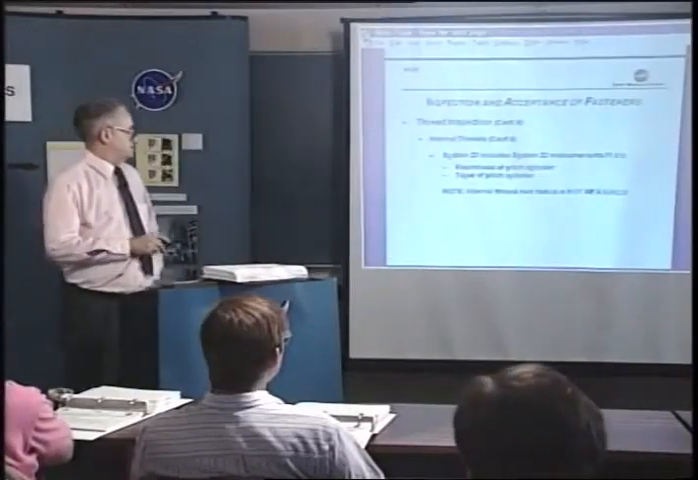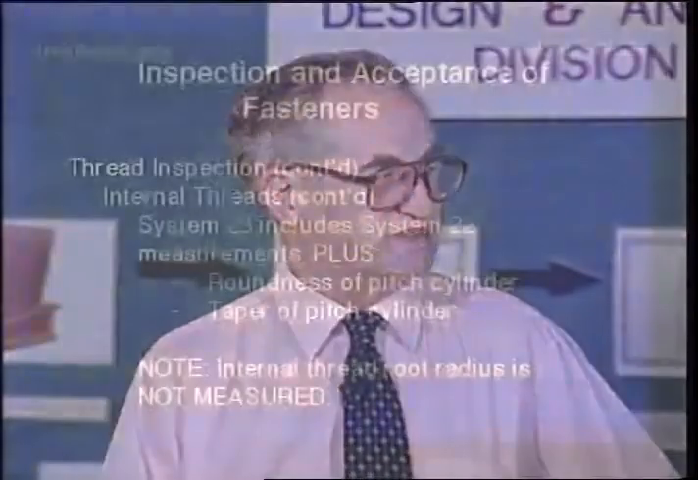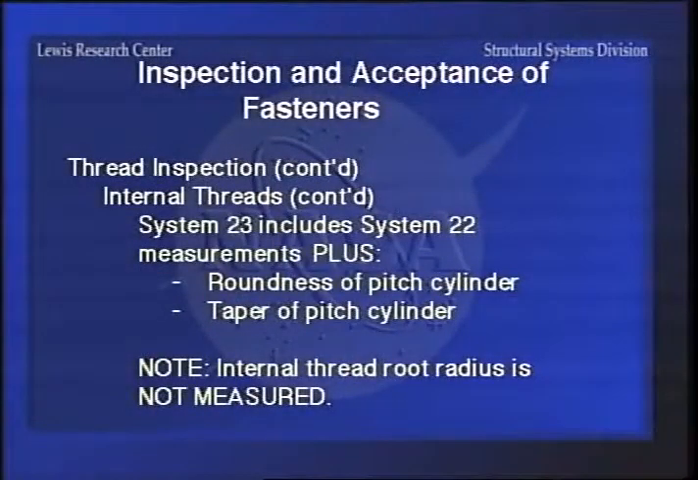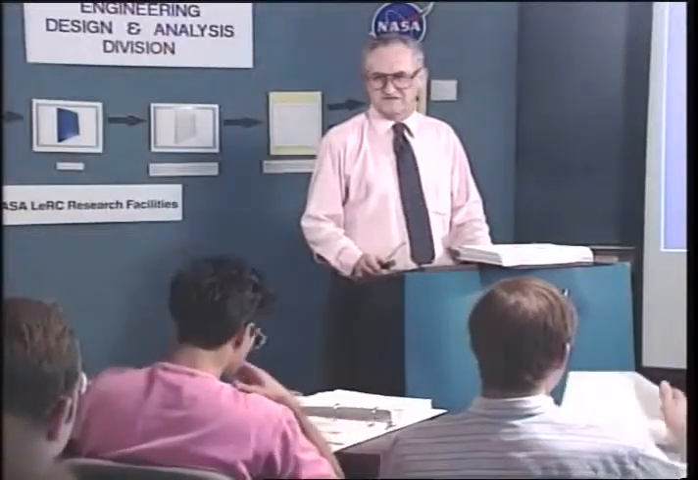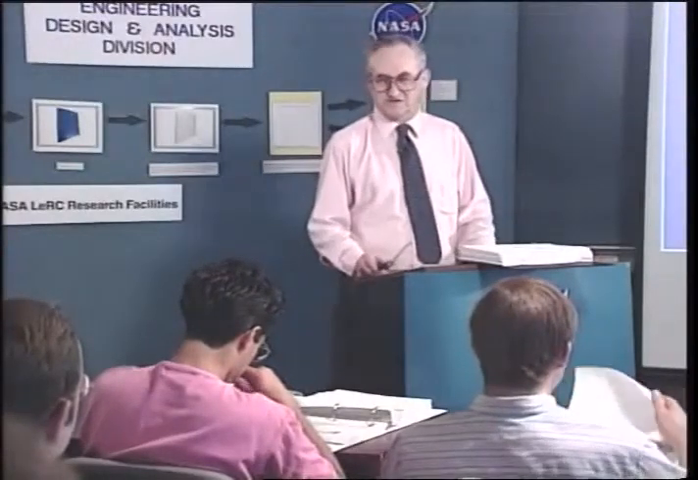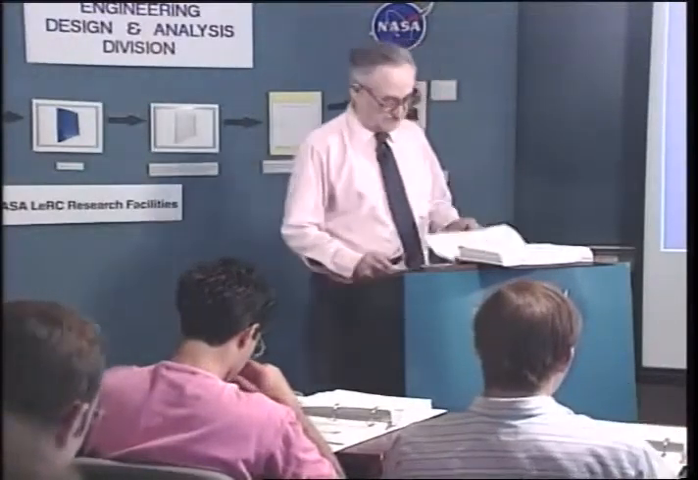Then for the System 23, it includes the others plus the roundness of the pitch cylinder and the taper of the pitch cylinder. But still nothing on the internal thread radius. Regardless of what you call out, it's not measured unless you would go in and tell somebody you have to have it, and then as I mentioned earlier, using this dental plaster type stuff, you can actually cast it and then take it and put it on an optical comparator to see whether you have the radius that you want.